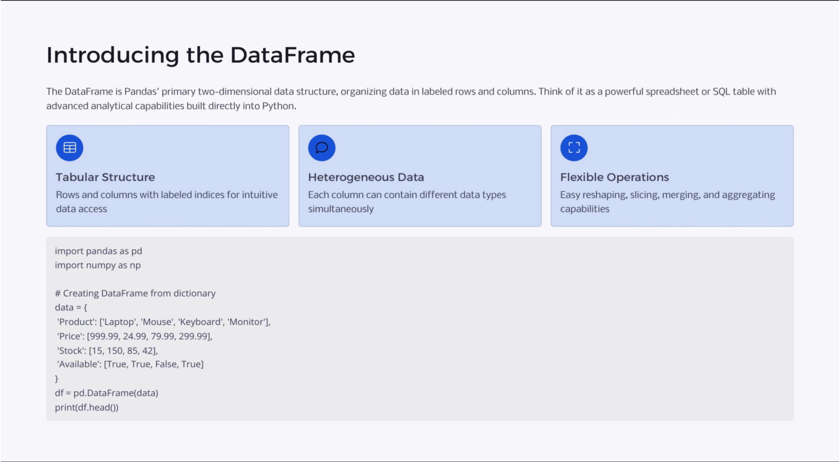The data frame is Pandas' core two-dimensional structure, akin to a spreadsheet or SQL table, with labeled rows and columns for intuitive data access. It supports heterogeneous data types across columns, enabling flexible operations like reshaping, slicing, and merging. This versatility makes data frames essential for complex data analysis tasks in Python.